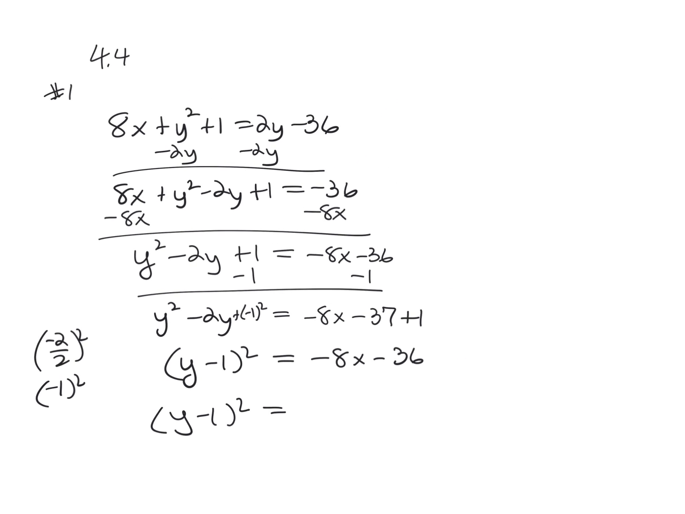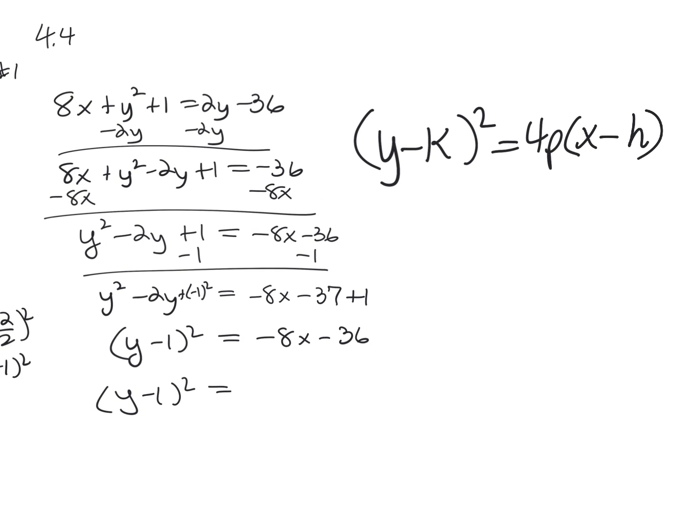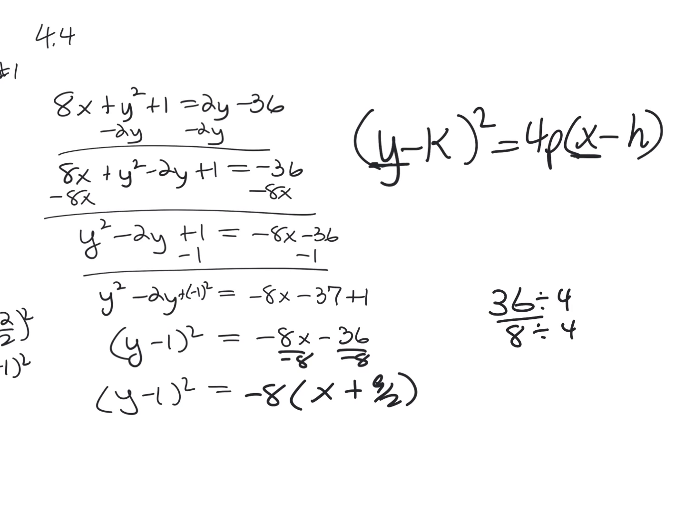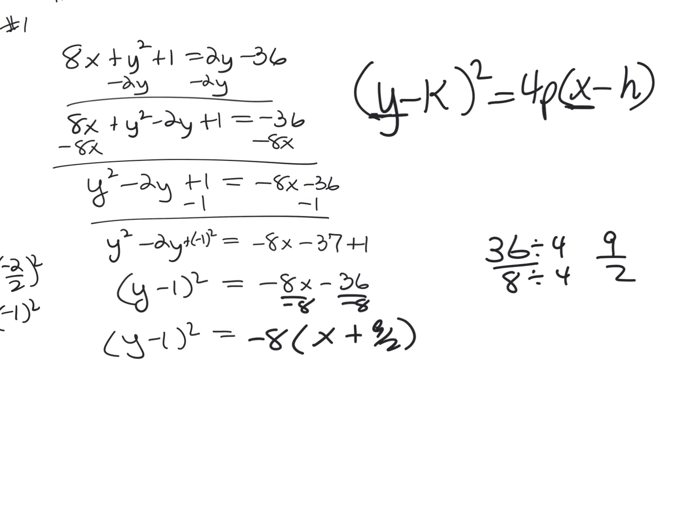The format that we should be leaving this in is y minus k squared equals 4p times x minus h. There can't be a coefficient in front of the x or the y. So what I need to do is factor out a negative 8 on both of these, and then it becomes negative 8 times x minus 9 over 2, because I can simplify 36 over 8, it becomes positive. I can divide these both by 4, and this becomes 9 over 2. So that's going to be your standard form. Again, just remember when you complete the square, this has to have just a 1 in front.